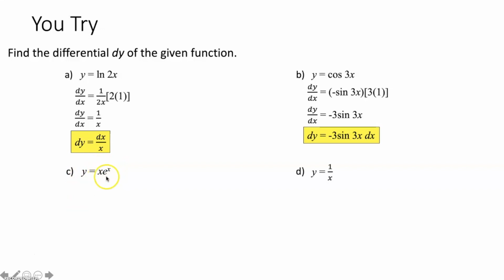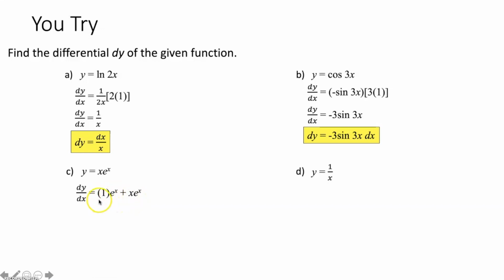When I take the derivative over here, I have a function times another function. So this is going to require the product rule. Remember, the product rule is the derivative of the first function times the second function plus the first function times the derivative of the second function. The derivative of x is just going to be 1. The derivative of e to the x, well, that's just going to be e to the x. Remember, derivative of e to the x is e to the x. Perfect. So now when I multiply 1 times e to the x, that's just e to the x.